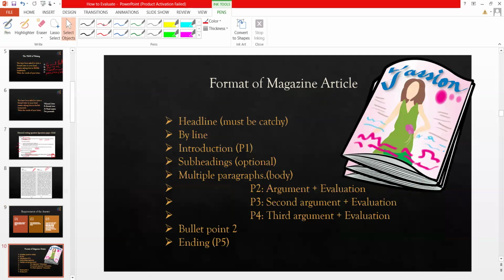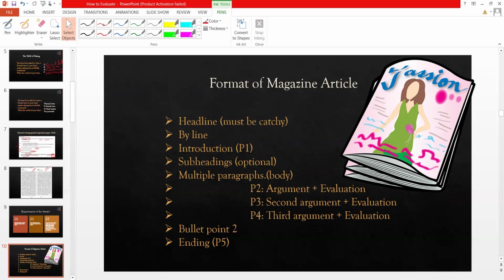Now, what is the format? The format of a magazine article. There must be a headline, as it is mentioned in the question also. You must have a catchy headline, a byline. A byline means written by whatever your name is. Then an introduction, that will be paragraph one. Subheadings are optional. If you want, you may add them, or you can just write directly.